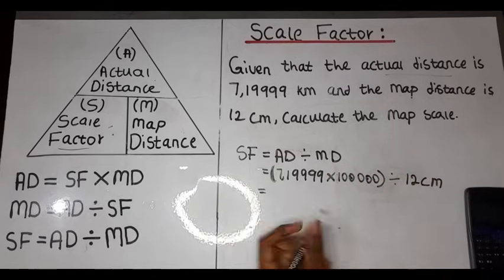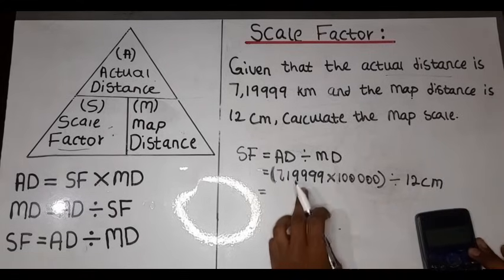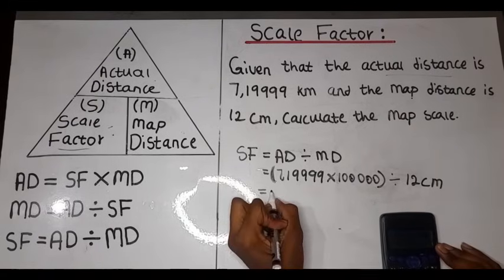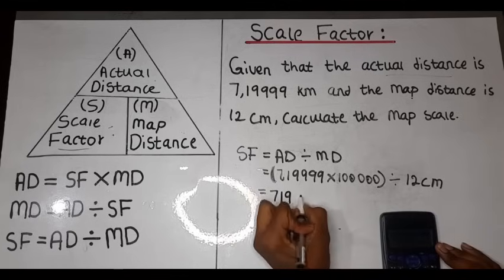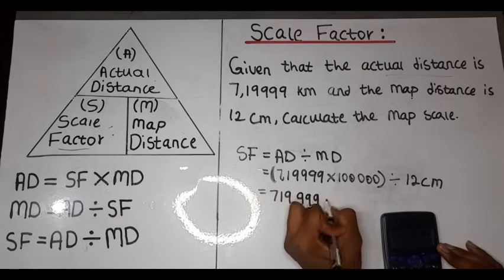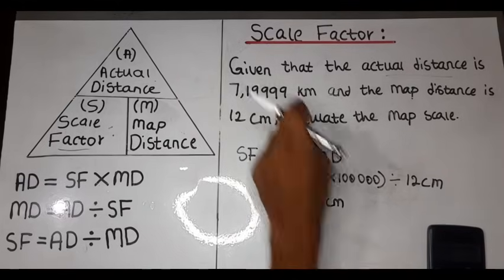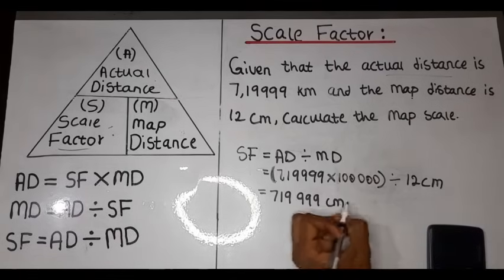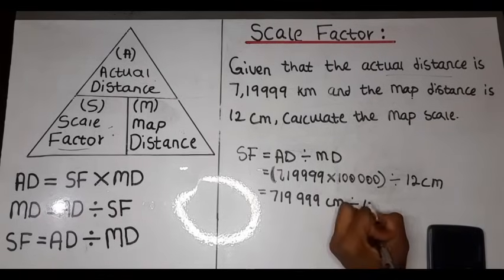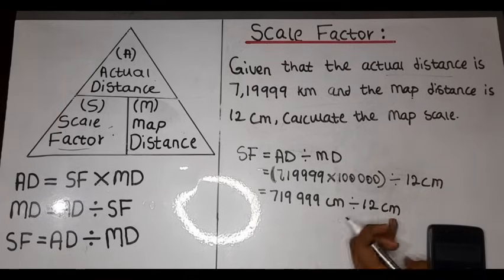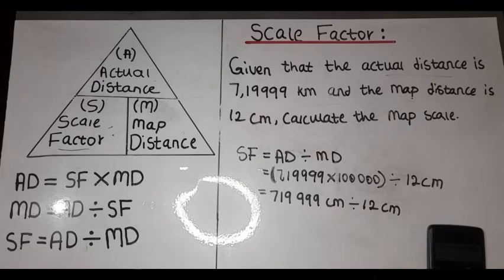Right? So we continue, and we are now converting 7.19999 multiplied by 100,000. That gives us a total of 719,999 centimeters. So this is our new actual distance. We have converted it from kilometers to centimeters, and we can now divide it by the map distance, which was 12 centimeters. Our numbers are both in the same unit of measurement. They're both in centimeters now, so we can do the calculation.